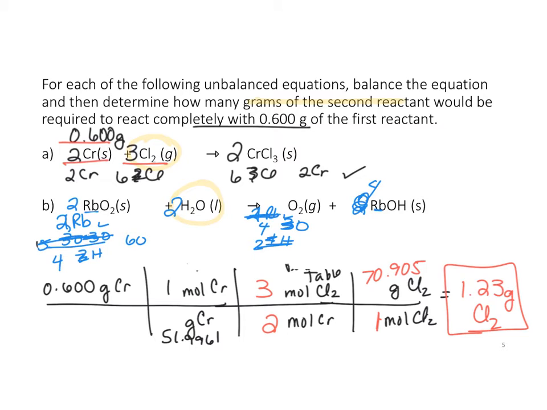So that makes that 4. So now we got to go with 4 here. Okay, so we got 4 times 2 is 8. 8 oxygens plus the 2. We have 10 oxygens. We have 4 hydrogens. We have 4 hydrogens. Here we have 4 rubidium.